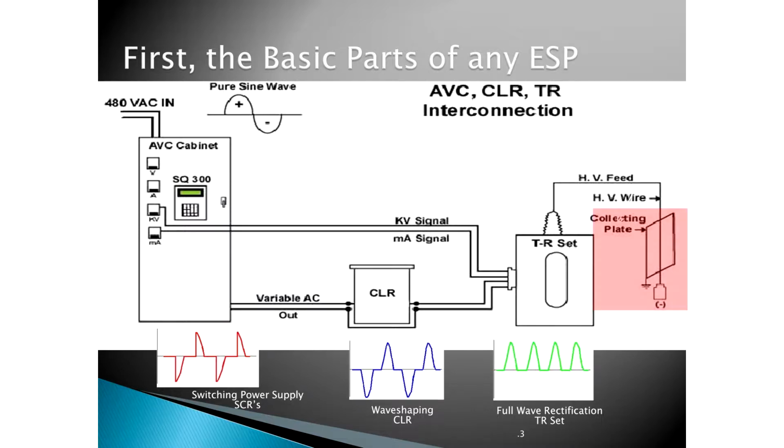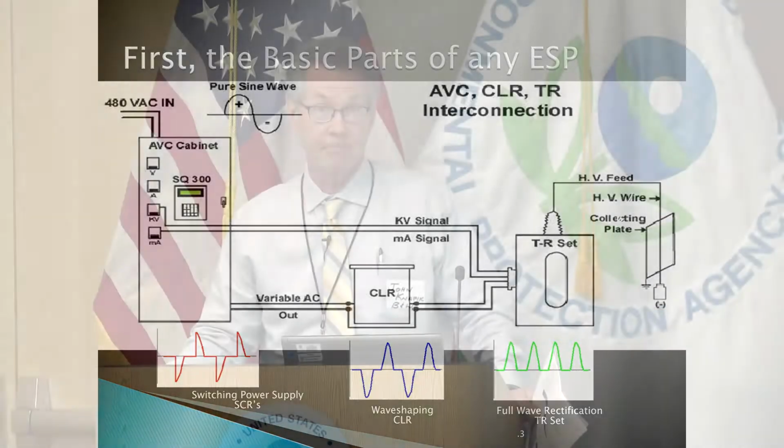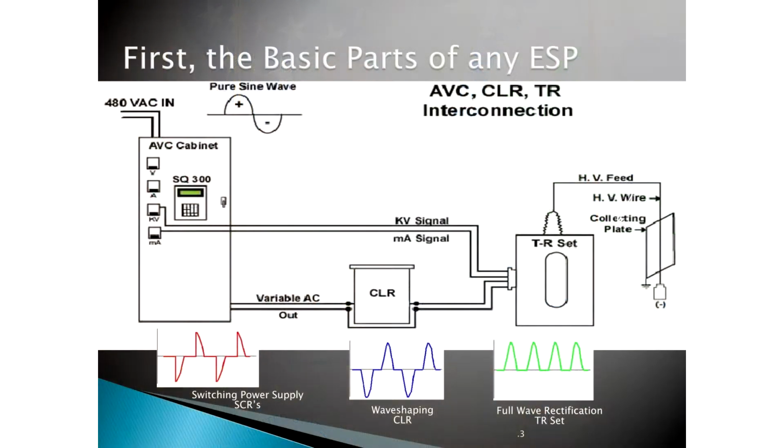So on the far right of the screen there, the flat plate is shown. That's where the dust is collected. And the high voltage electrode is the mechanism by which we charge the dust and we push the dust to the grounded collecting plate. The high voltage electrodes are driven by transformer rectifier sets. So they're called TR sets, transformer rectifier set. They produce the high voltage that's necessary in order to charge the dust particles and to propel the dust particles to the grounded collecting electrodes.